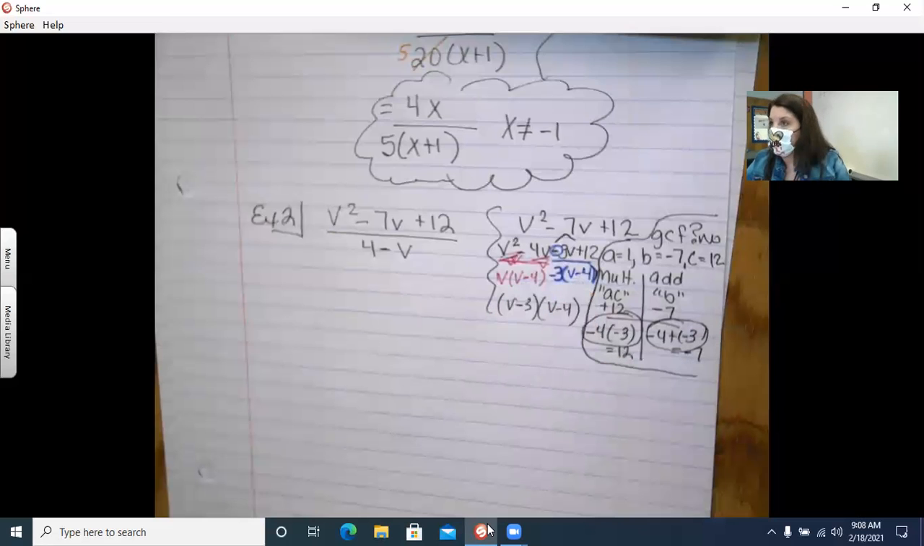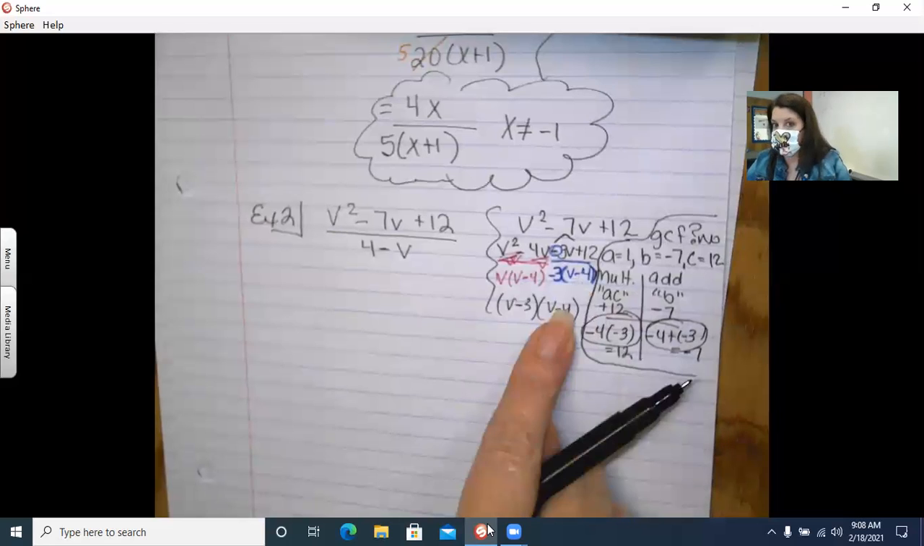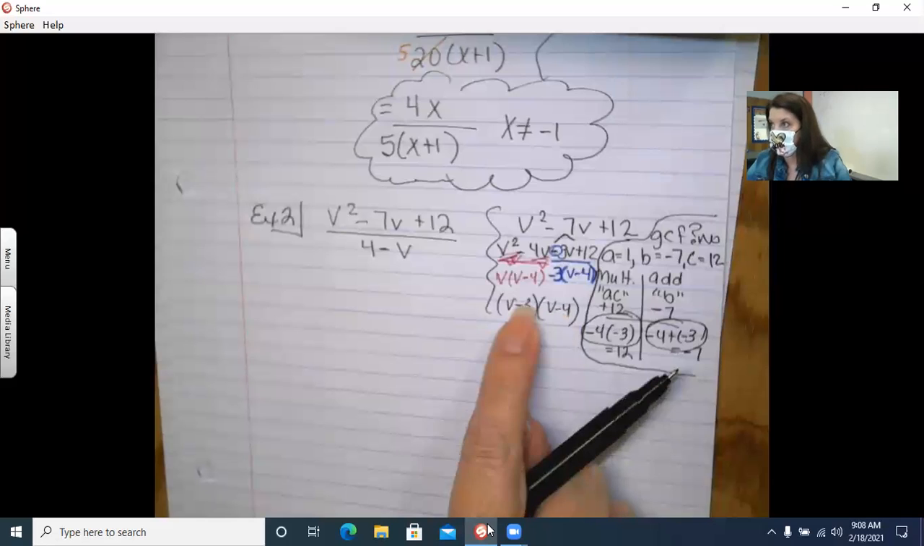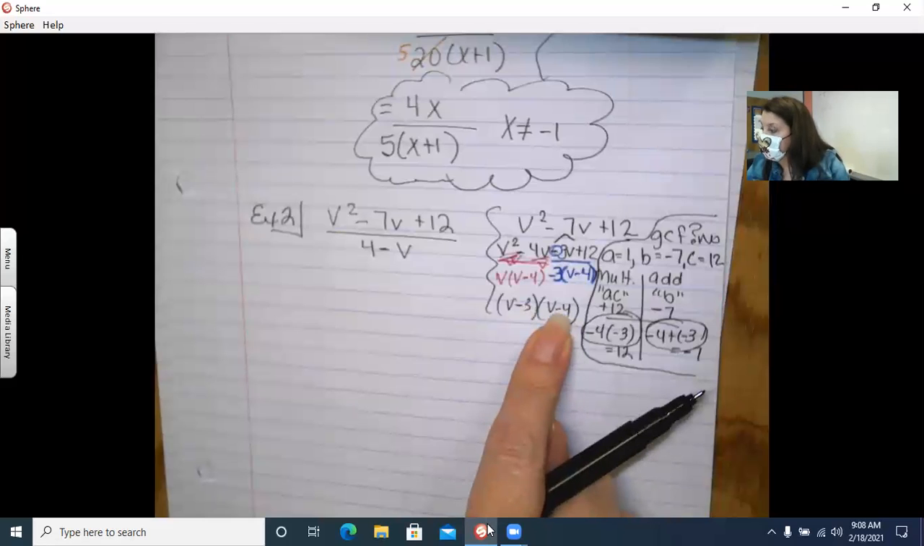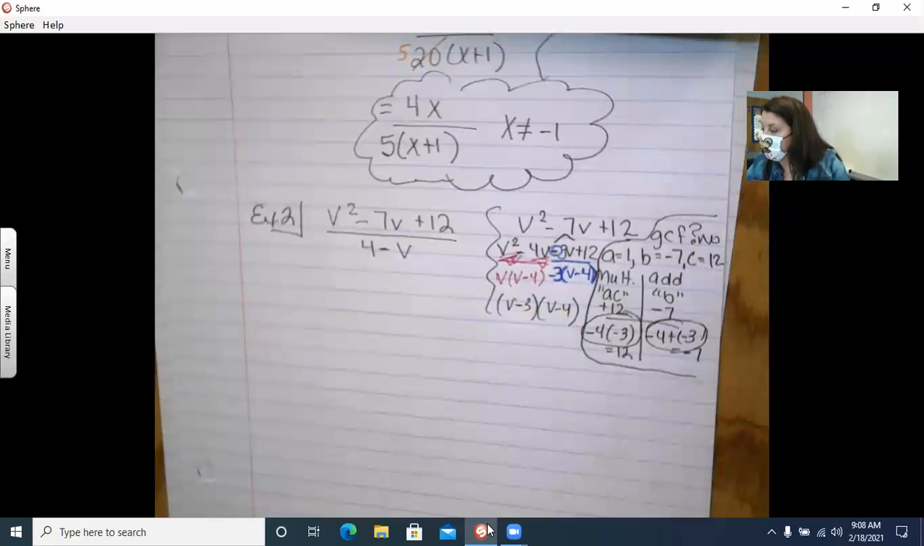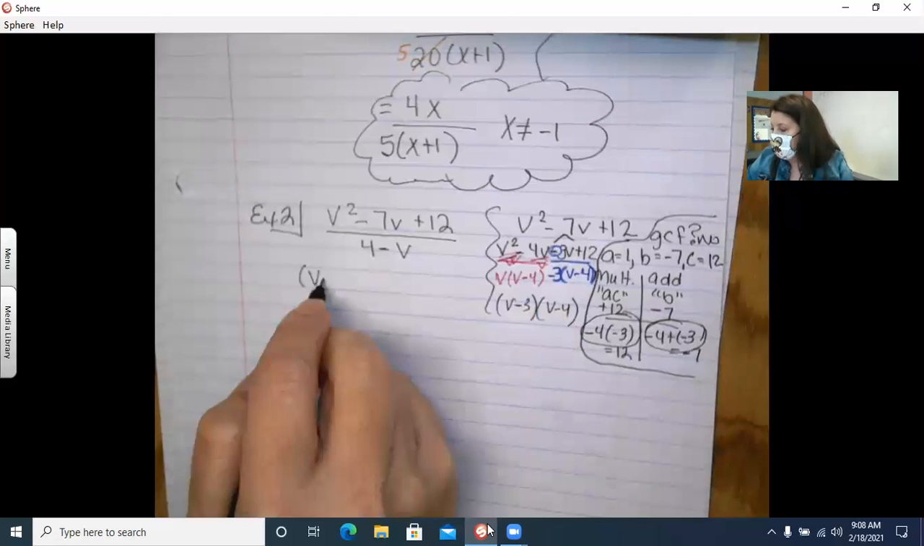Can I factor either of these any further? No. How do you know, you say? Well, these are both linear expressions. Linear because the highest degree is 1, right? The only way to factor a linear expression is if they have a greatest common factor. If they don't, you can't factor it any further. It's not like a quadratic, okay? So my numerator factored to V minus 3 times V minus 4.